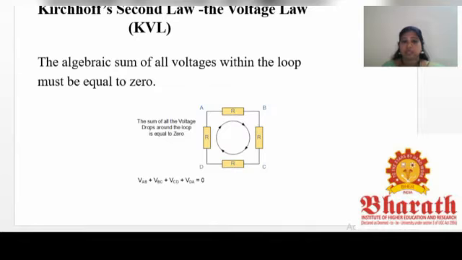Here I have considered a loop ABCD. This ABCD is a square loop. This may be a part of a circuit, a part of a network. This ABCD is going to form a closed loop. In this closed loop I have connected 4 resistors.